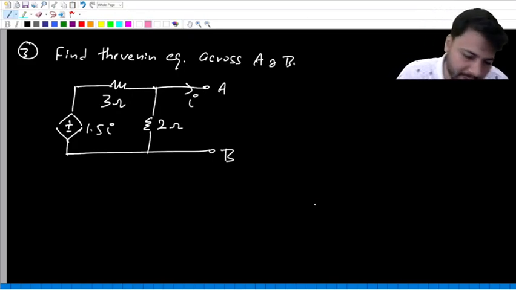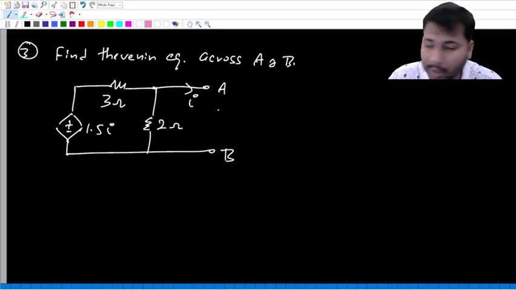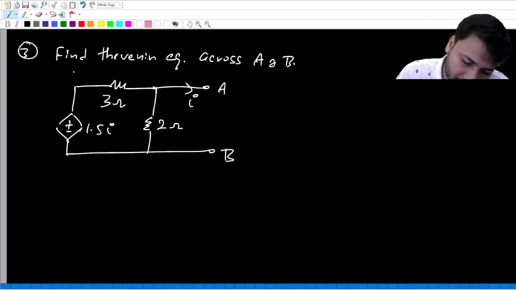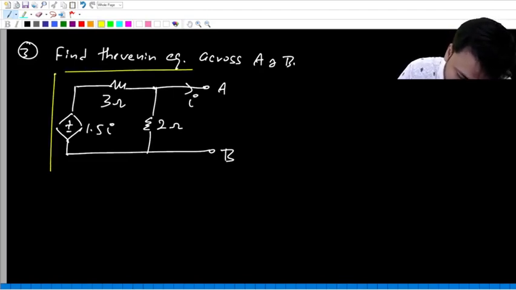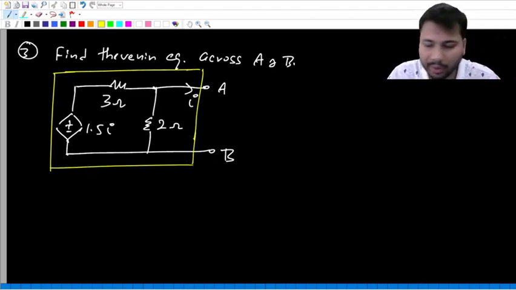Okay, look at the next question. There is some circuit or some network, and you have to find what? The Thevenin equivalent across A and B. That means what? This network should be replaced with the Thevenin equivalent, VTH in series with RTH.